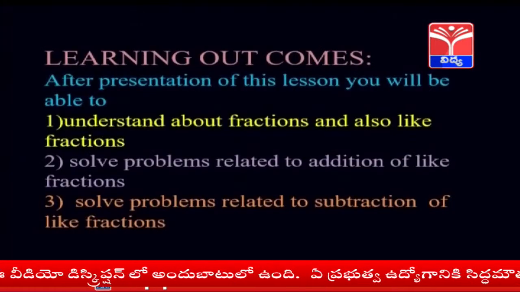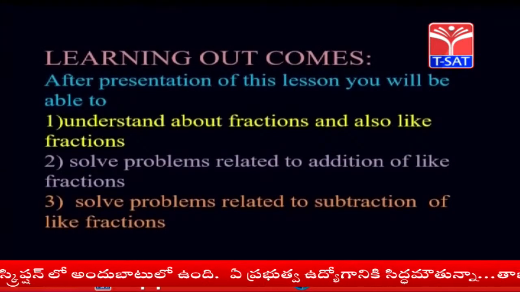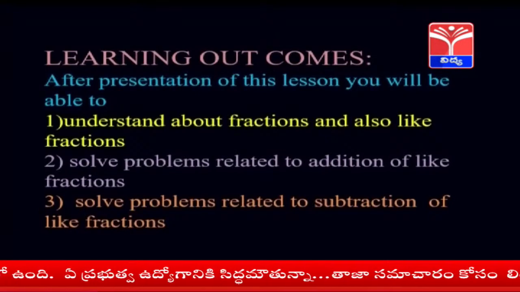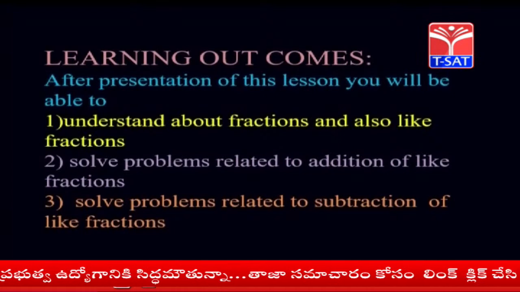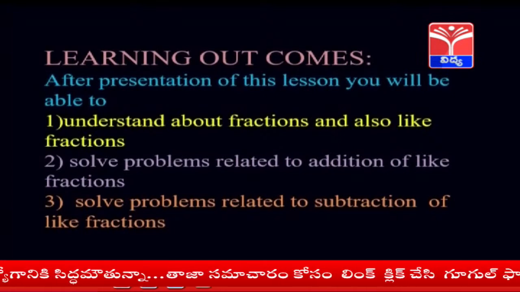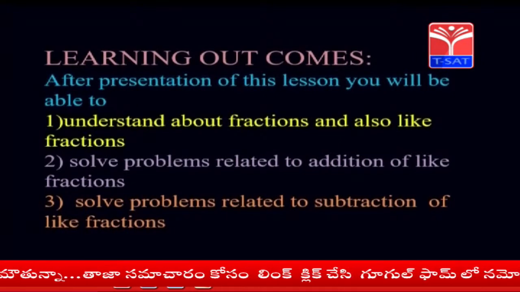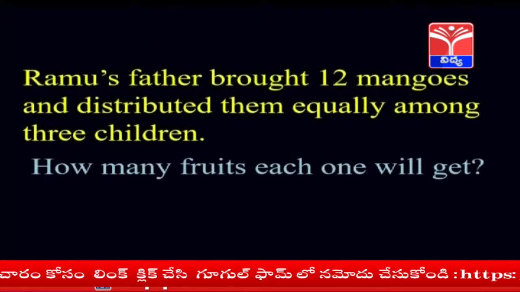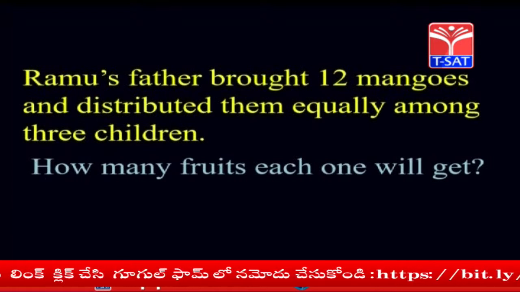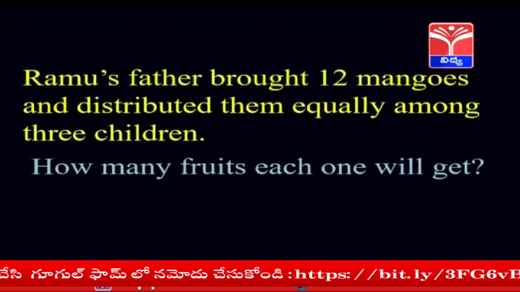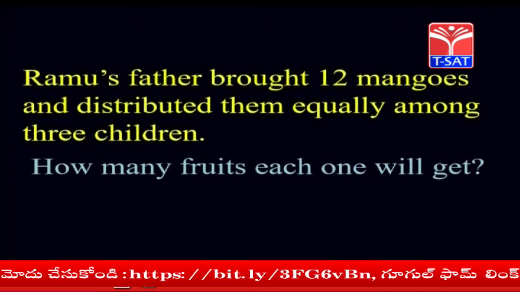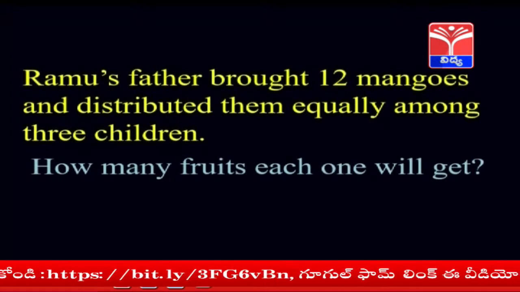Learning outcomes. After presentation of this lesson, you will be able to understand about fractions and also like fractions, and able to solve problems related to addition of like fractions, and able to solve problems related to subtraction of like fractions. See one situation. Ramu's father brought 12 mangoes and distributed them equally among 3 children. How many fruits will each one get?